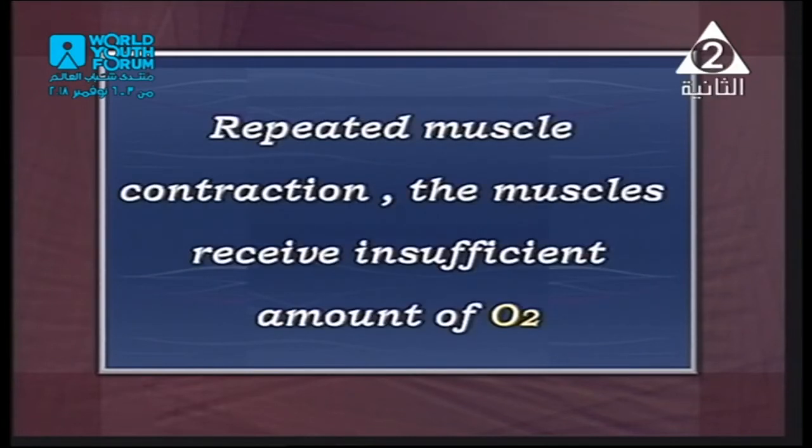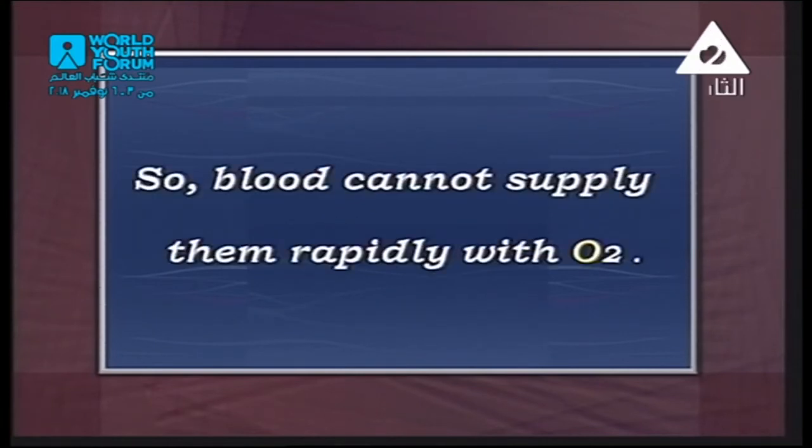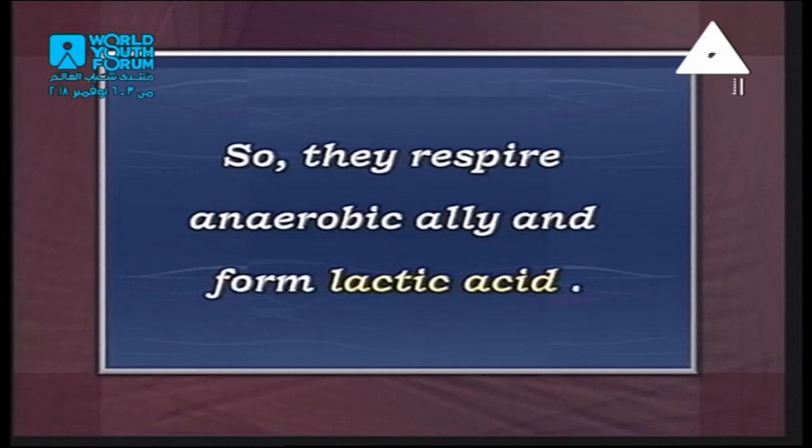Actually, the repetition of muscle contraction causes the muscle to not get an appropriate or sufficient amount of oxygen. So the muscle receives an insufficient amount of oxygen, and the blood cannot supply it rapidly with oxygen. So they respire anaerobically. Remember that. They respire what? Anaerobically.